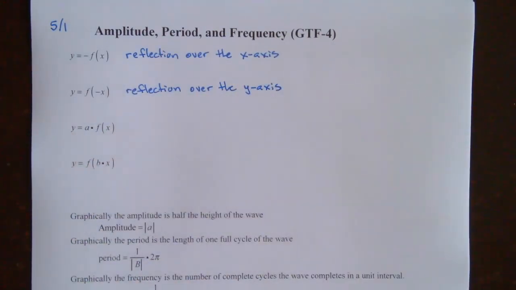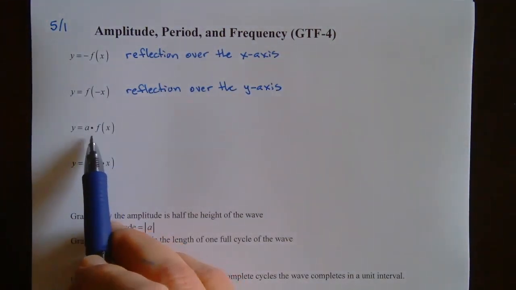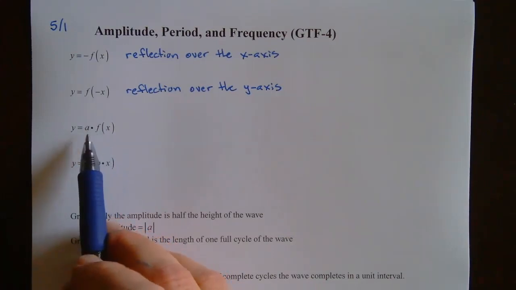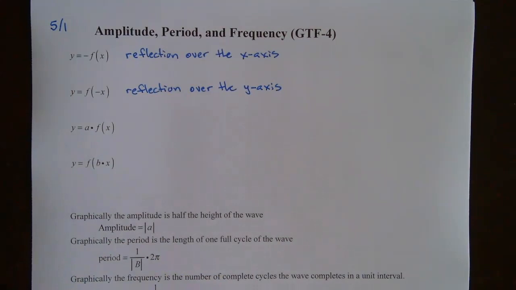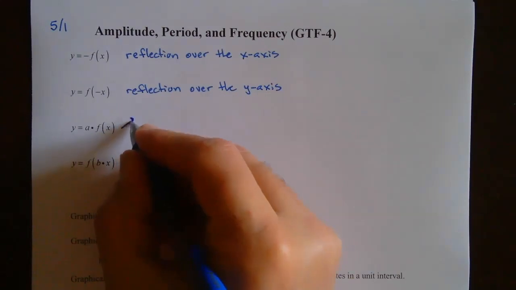Now, since f of x is like your y, for this one, a times f of x, that's multiplying your y values by a. So depending on the size of a, if a is between 0 and 1, then that's going to cause a vertical compression by a factor of a. But if a is bigger than 1, then it's going to cause your y's to become bigger, hence a vertical stretch by a factor of a. So there are two things that can happen here.